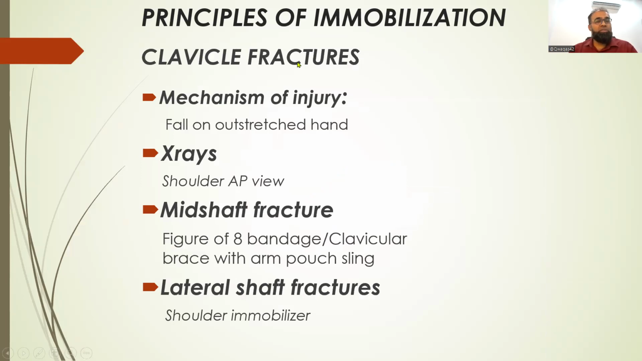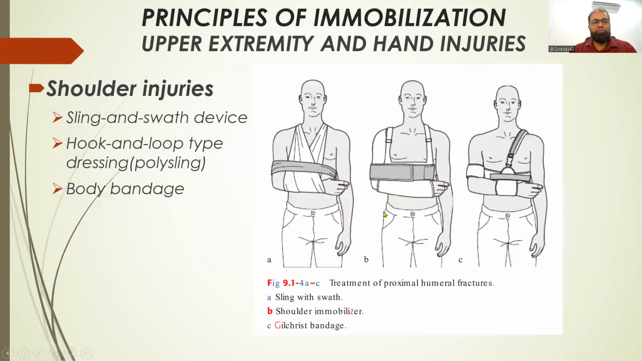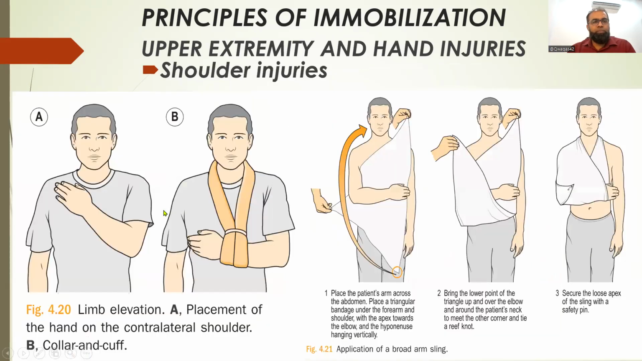You can have a patient with a clavicle injury, and the patient will have a fall on the outstretched hand. The X-ray you should advise will be the shoulder AP view. So you see this is the fracture of the mid shaft of the clavicle. You apply a poly sling, and you can also apply these different types of slings. If you don't have a proper sling, you can simply put a cuff and collar around the neck, and if you have clothes like that, you can put it on the arm and fold it around the head.